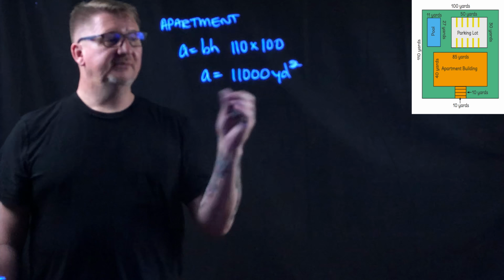All right, the pool looks like 27 yards by 11 yards. So I multiply these two numbers together. 27 times 11. 27, 0, 27. That's 7, that's 9, that's 2. So that's 200. Oops, let's erase that.